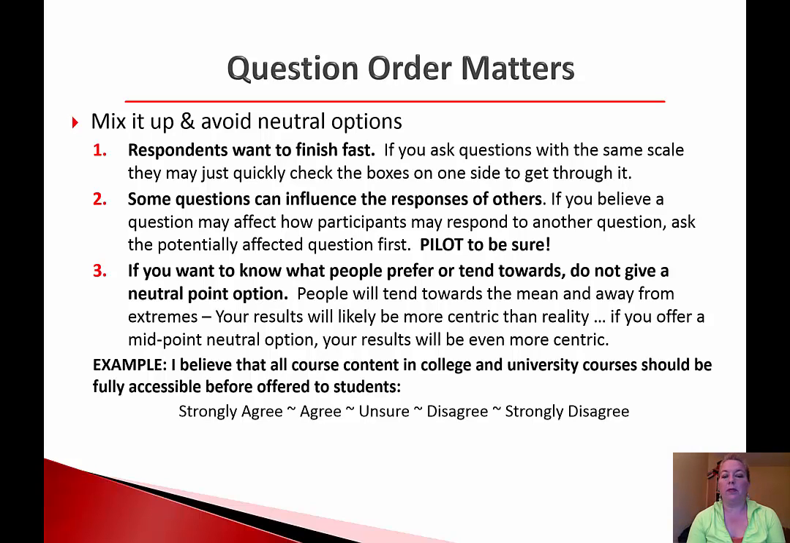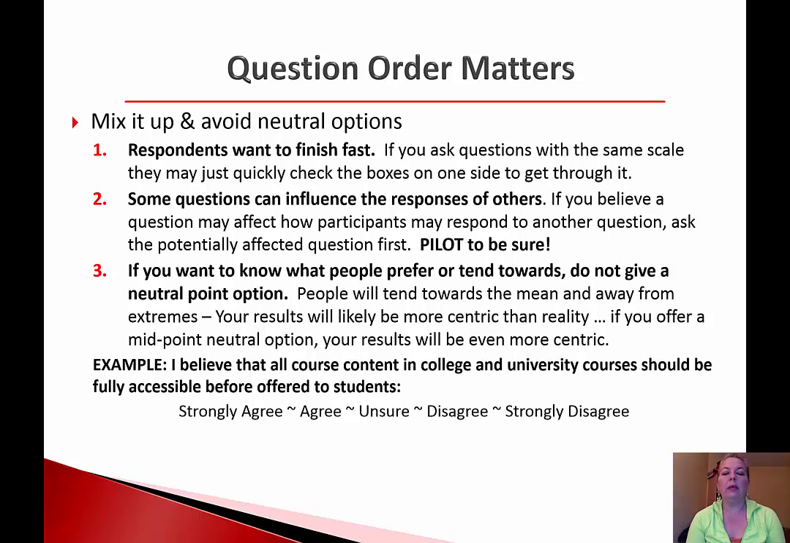If you want to know what people prefer or tend towards, do not give them a neutral option. I almost never give a neutral option because I usually want to know in which direction are they leaning, even if it's slightly. People will tend towards the mean and away from the extremes. In fact, there's a social psychology theory that describes tendency toward the means. It's one of the top 8 theories in the field of social psychology. And we will always see ourselves and report more centric than in fact we really are as humans. That doesn't mean that every single human always does that, but on average, we will find a tendency towards the means when we're reporting on things.